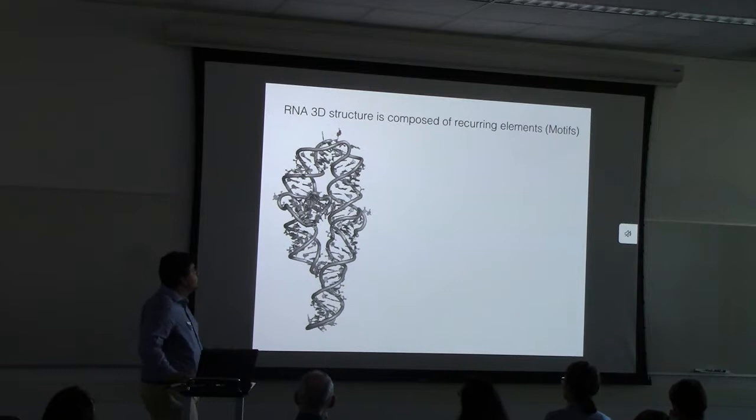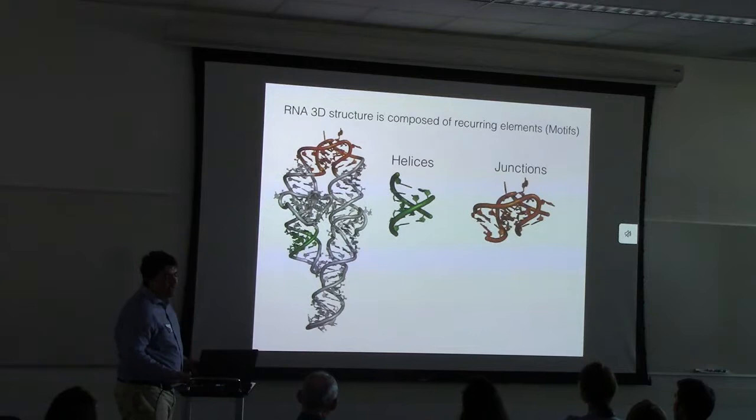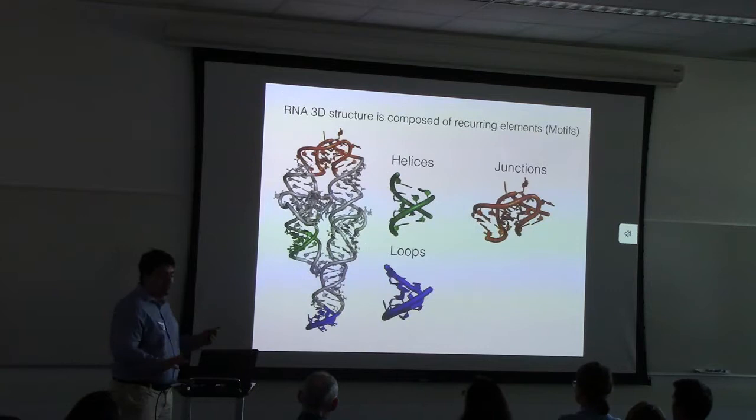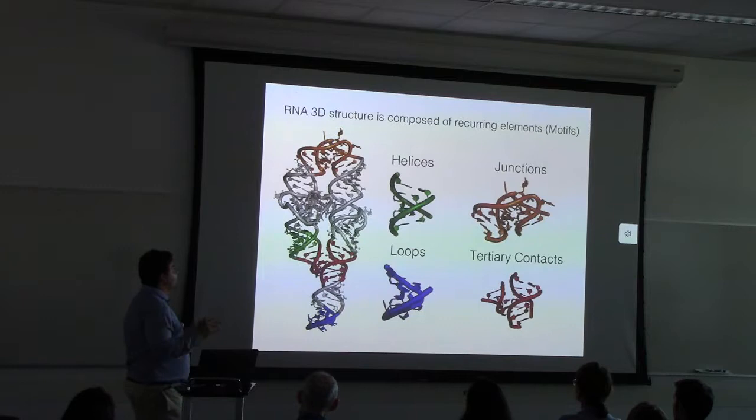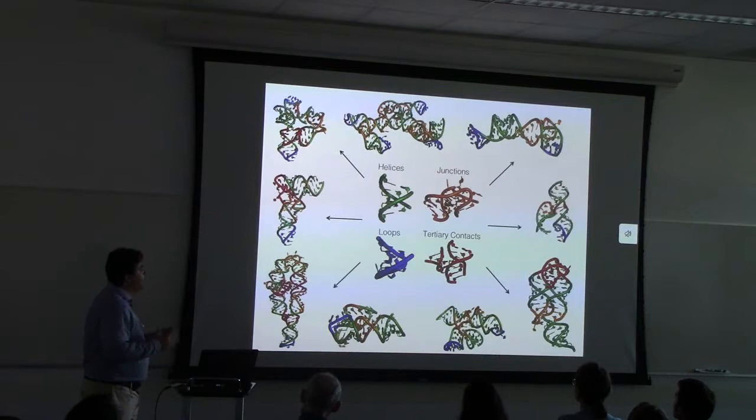elements. So we have helices, which are responsible for the stability of the 3D structure. Then we have junctions, which orient between helices. We have loops, which serve as binding sites for both tertiary contacts and proteins. And then we have tertiary contacts, which are kind of like meta motifs, interactions between loops, helices, and junctions that staple RNA together. But this is not just P4P6. All structured RNAs we've ever seen are composed of these elements. You can think of it, the language of 3D structure are motifs.